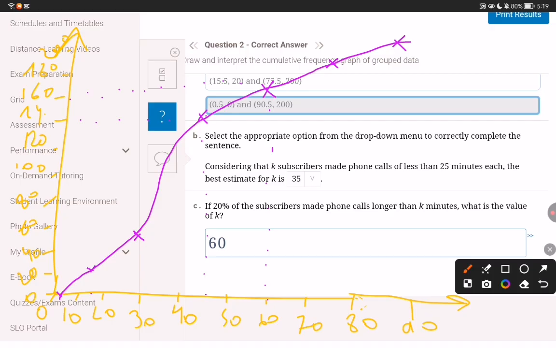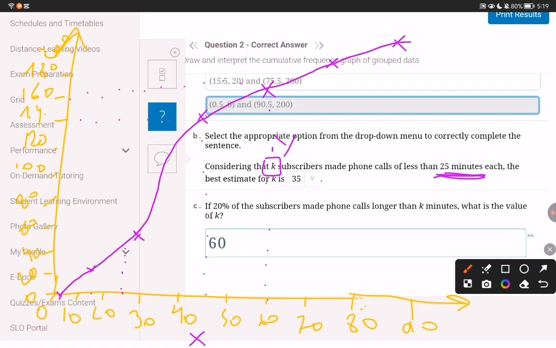Now, considering that K subscribers made phone calls of less than 25 minutes each, the best estimate for K. So in this case, they want us to find the cumulative frequency, which is gonna be K, because they told us that they made less than 25 minutes each. So 25 minutes is a time, right? And we know time interval is on our x-axis, so that means that K is going to be on our y-axis, because they want us to find K. So you're going to do 25. It's in the middle of 20 and 30, so it's here. And then you're going to go up to the curve and see where it intersects. And then you're going to have a point.